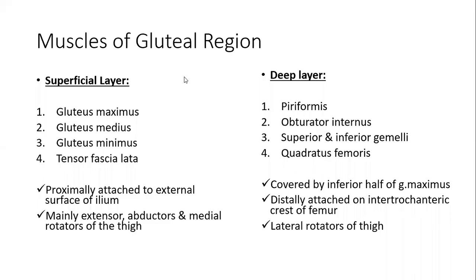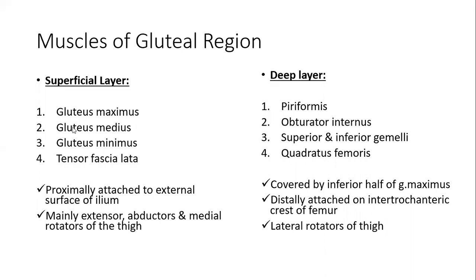So muscles of the gluteal region are divided into two layers for descriptive purposes, a superficial layer and a deep layer. The superficial layer of the gluteal region includes muscles such as gluteus maximus, gluteus medius, gluteus minimus, and then tensor fascia lata.